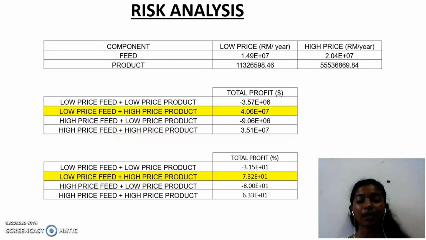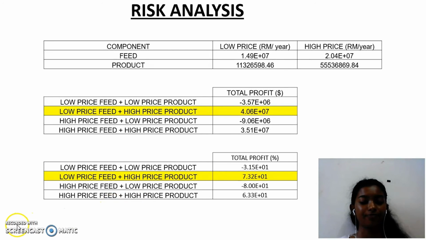So looking at this, our profit would be in positive value if our feed price is low and our product price is high, or when our feed price is high and so is our product price. Yeah, that's it for the costing section.